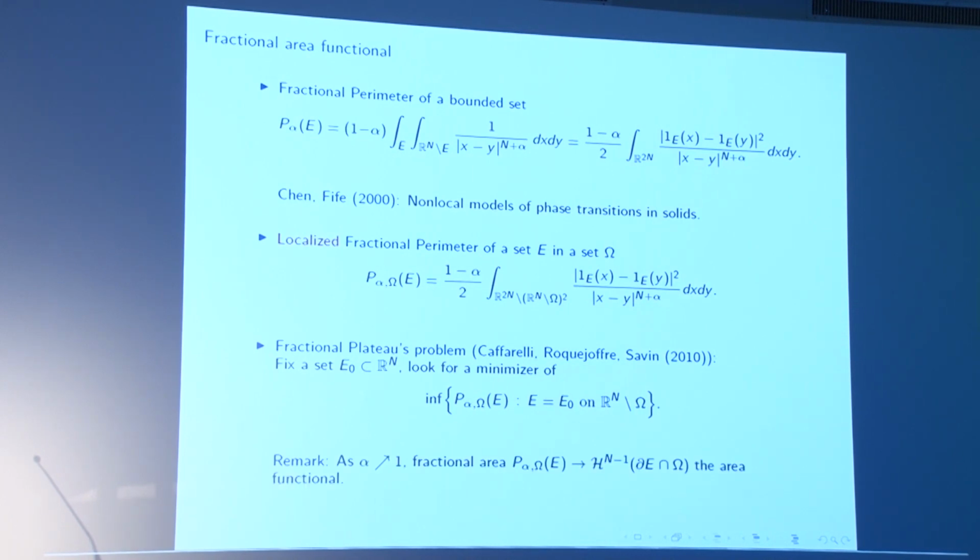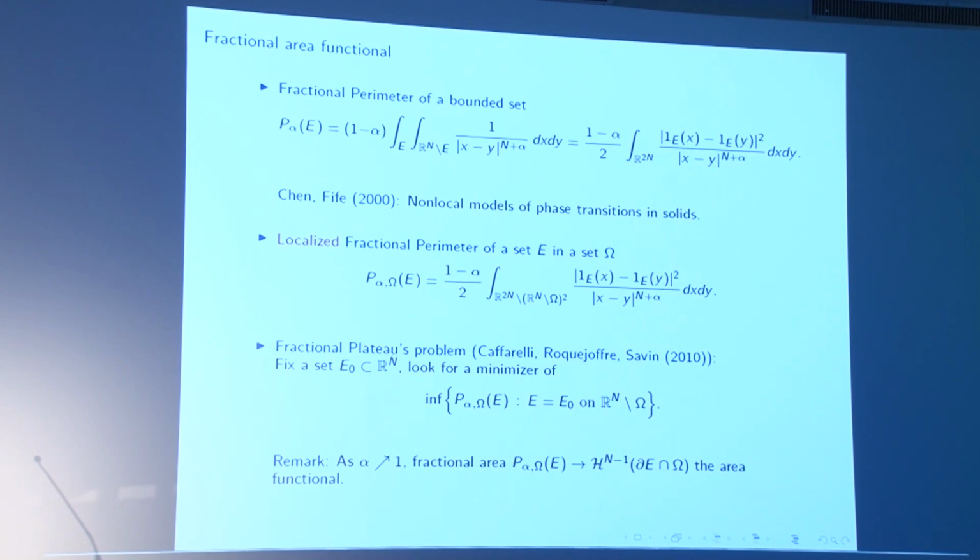So there is one interesting remark that I would like to tell you: the convergence of this non-local energy P alpha to the classical area functional. In other words, this is a very good approximation of the classical perimeter functional.